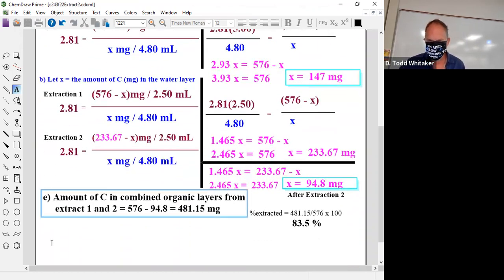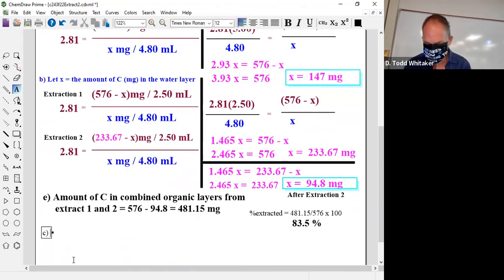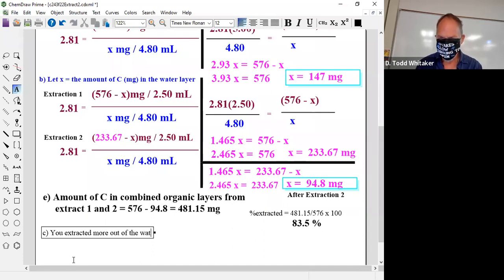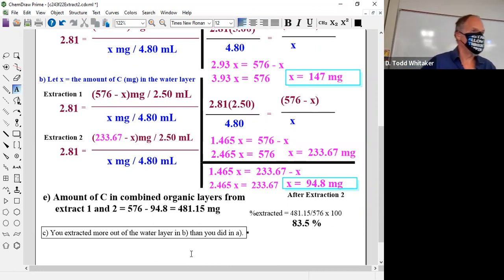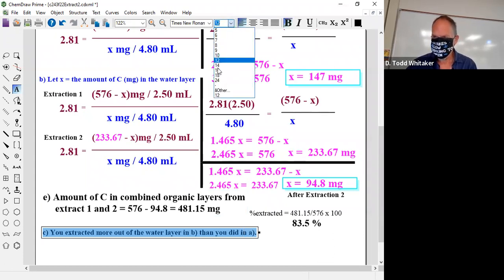Okay, well, we just proved C, you extracted more out of the water layer in B than you did in A. And B was multiple extractions, right? Which kind of implies you've answered the question. Explain why it's advantageous. Well, you get more stuff. There you go. I like it.